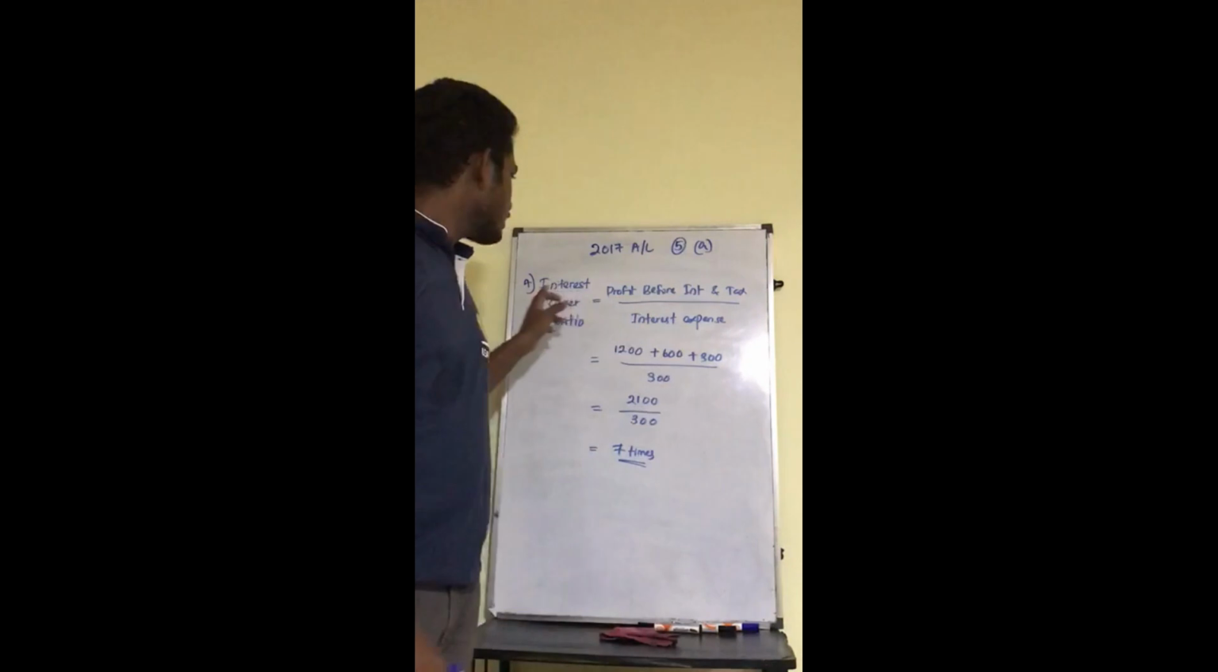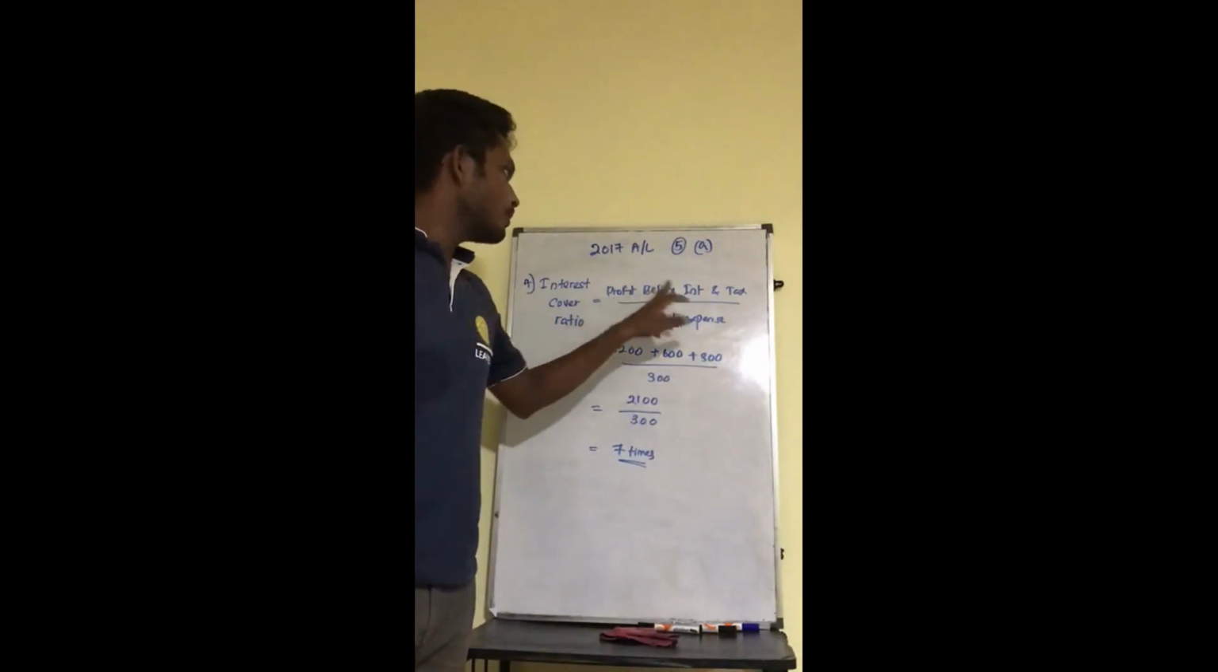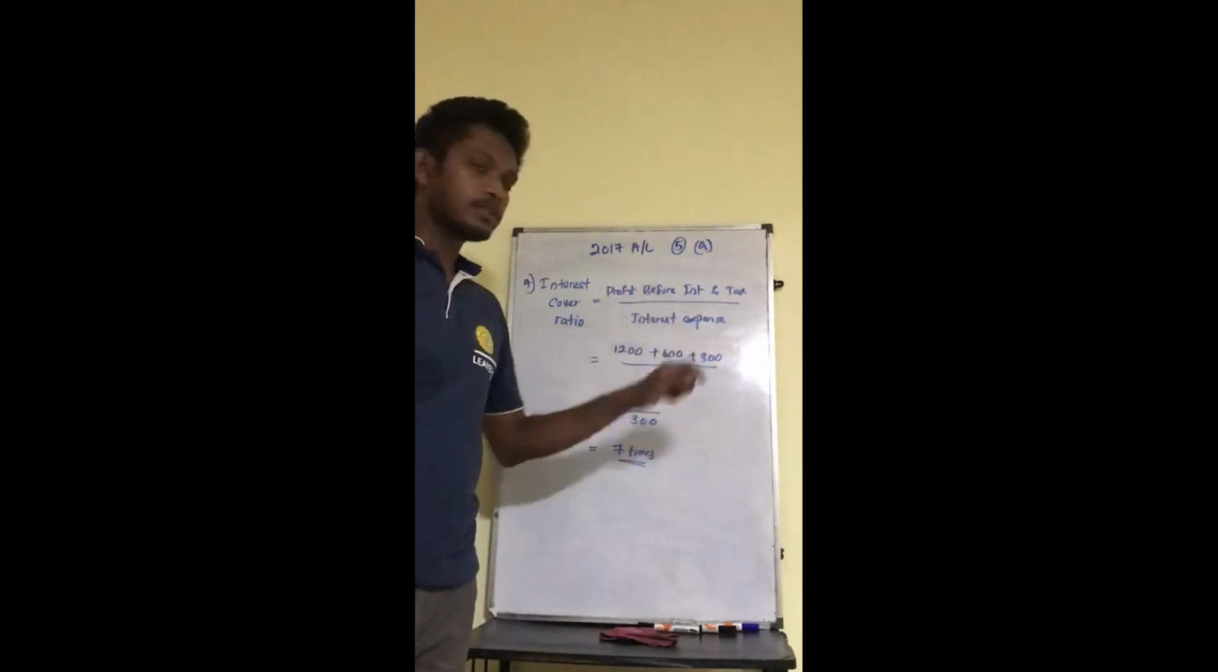And the next ratio is the interest cover ratio. That is profit before interest and tax divided by interest expense.